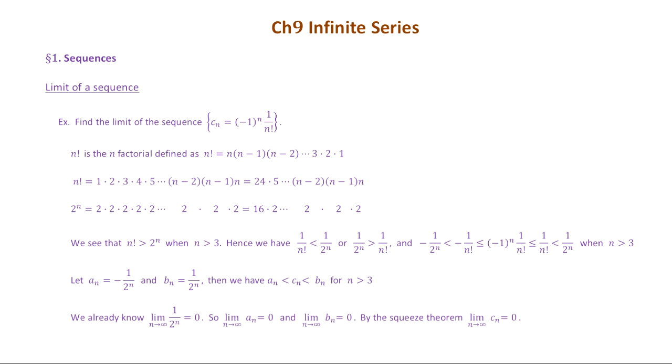Okay, let's try to do some examples. One example: in this case, we need to find the limit of the sequence c_n equals (-1)^n times 1 over n factorial.